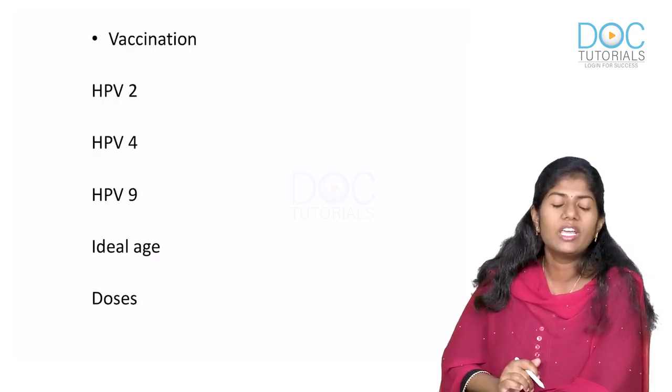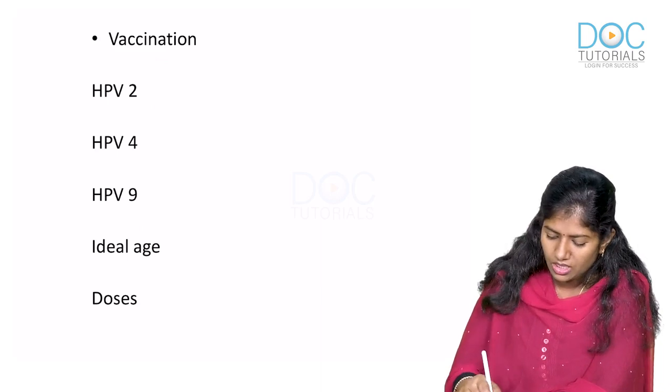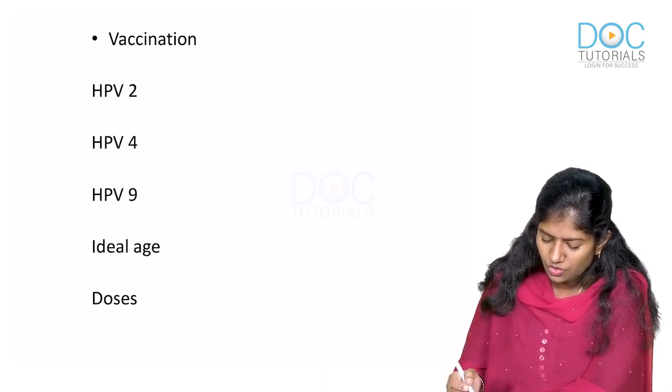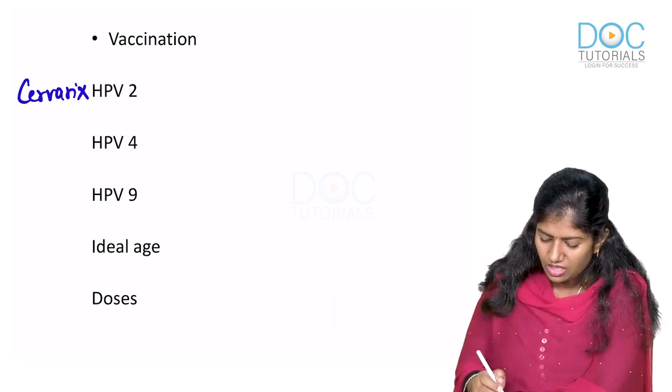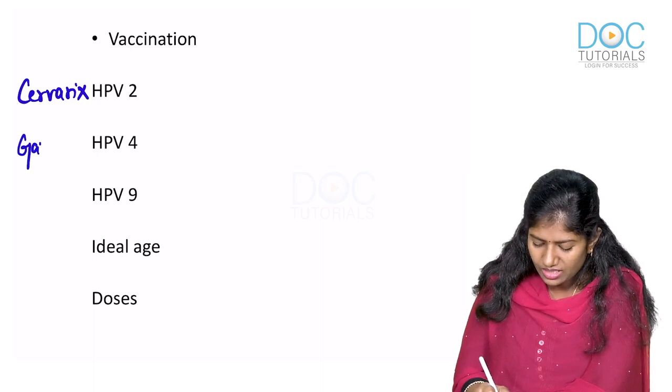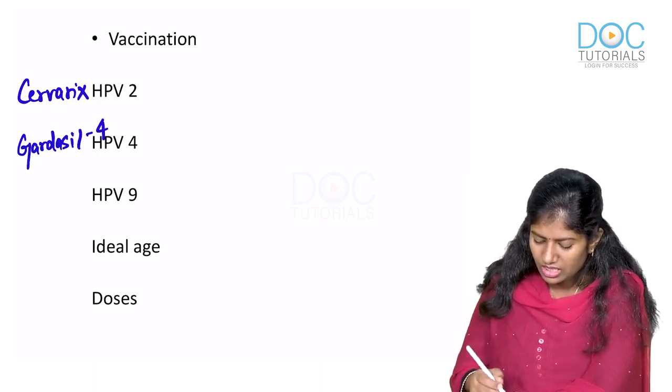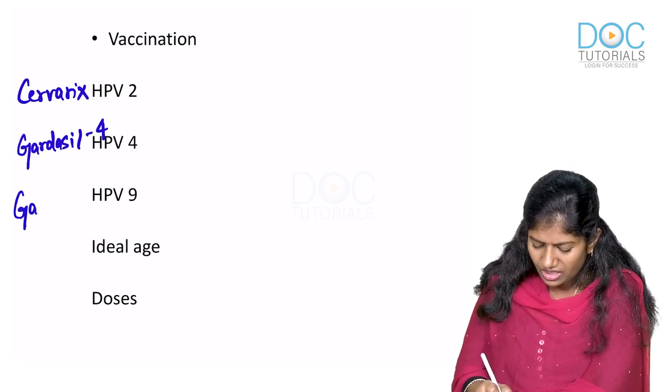So we have three types of vaccines, right? The first one is HPV 2. What is it called? It is called Cervarix. HPV 4 is called Gardasil 4. And HPV 9 is called Gardasil 9.